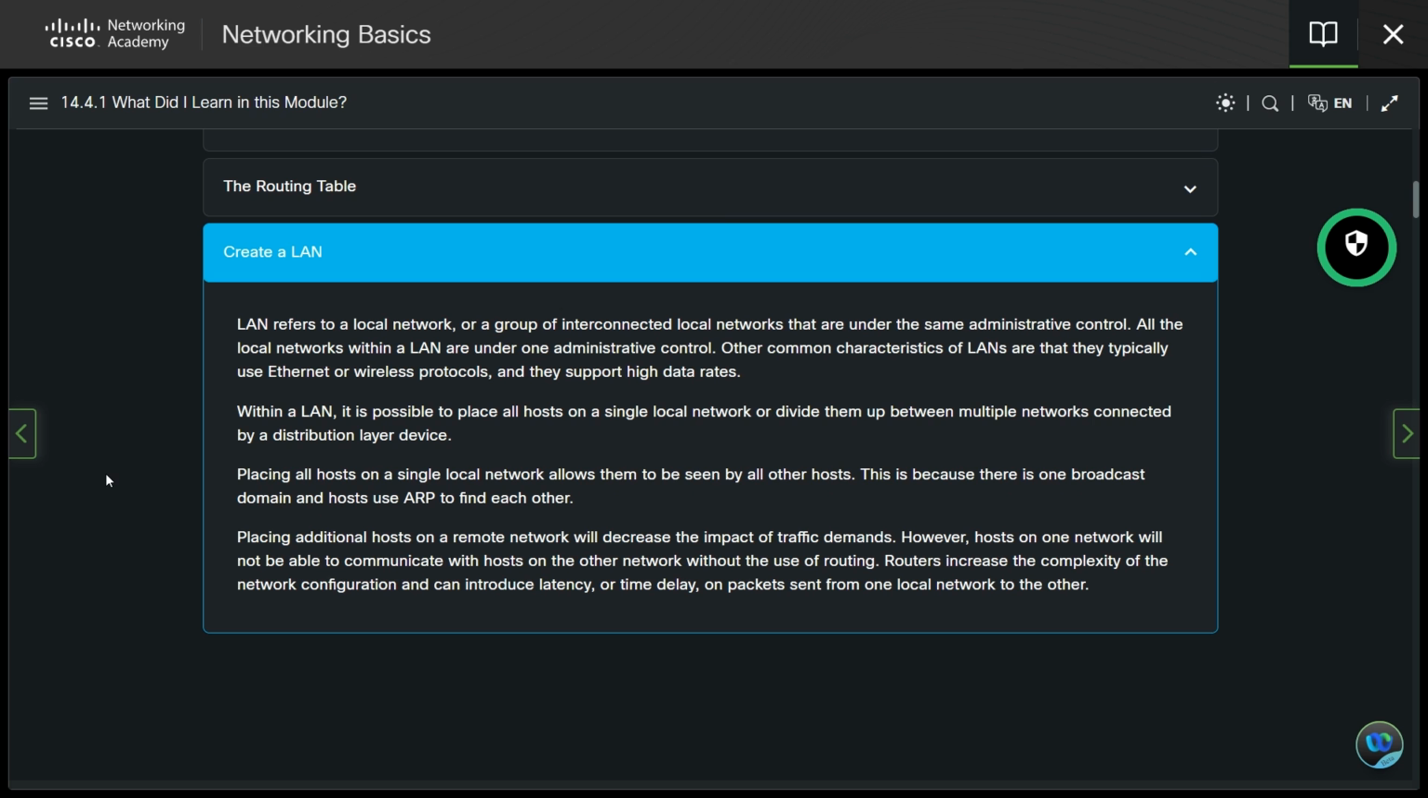Within a LAN, it's possible to place all hosts on a single local network or divide them up between multiple networks connected by a distribution layer device. Placing all hosts on a single local network allows them to be seen by all other hosts. This is because there is one broadcast domain and hosts use ARP to find each other.